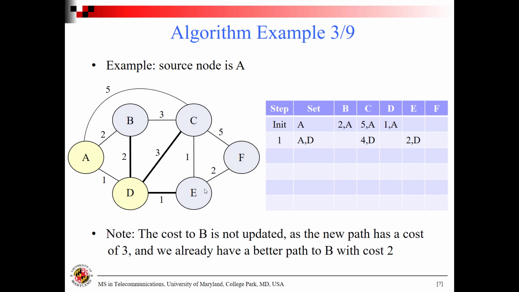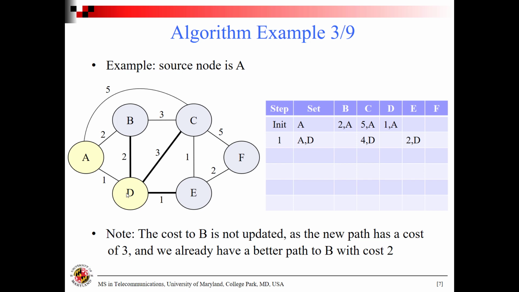And the next step, if you recall, is taking the neighbors of this new node that we just put in the set, in this case the neighbors of node D which are not in the set, and seeing if we can find a new, better path to those particular destinations or nodes.